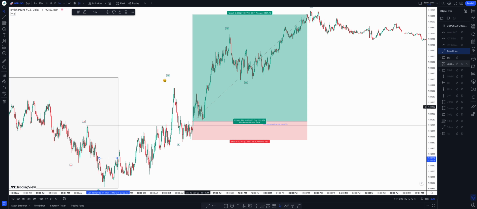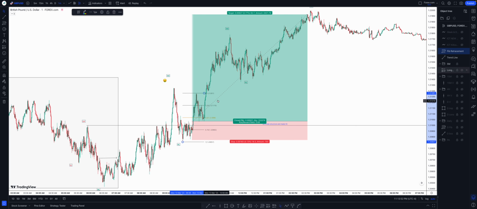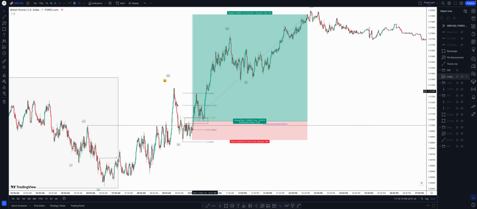So we came back down to this level. We can use the Fibonacci from there, and as you can see, it came down to 50%. We took that trade. And also support turned resistance. This is our resistance turned support. As you can see, the market just comes down to that level and moves away from it aggressively.